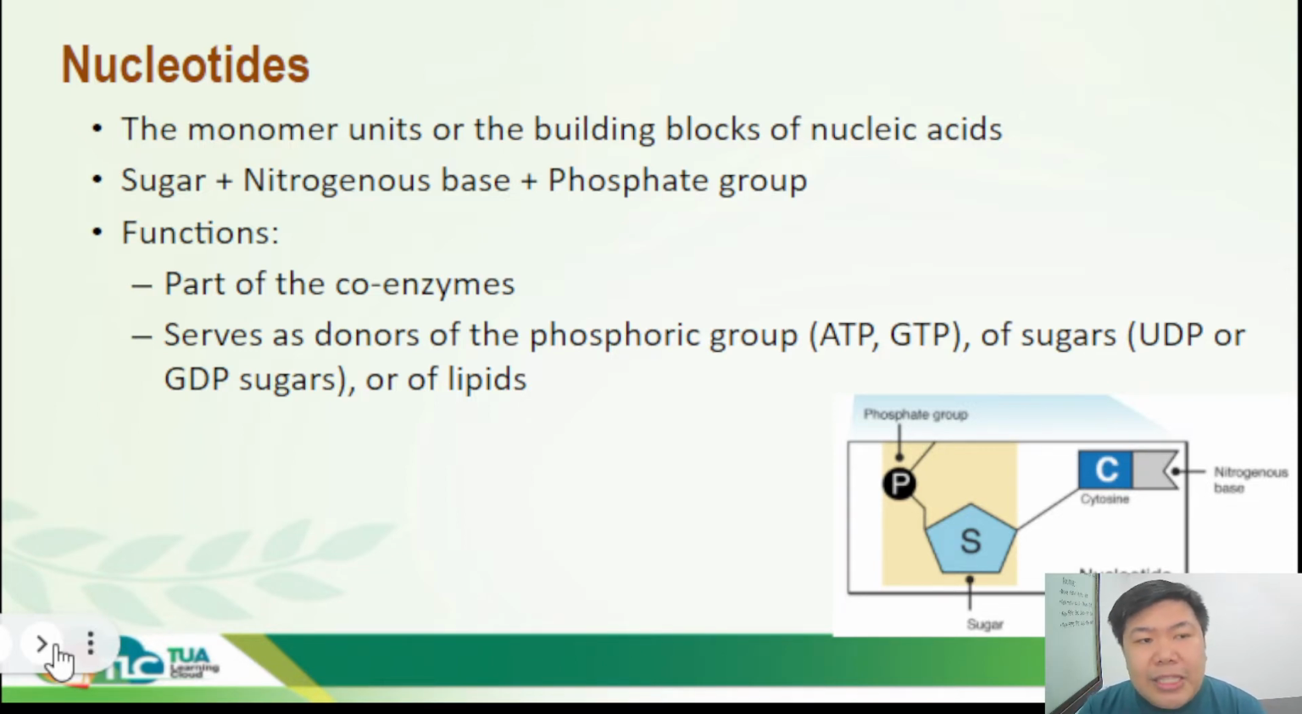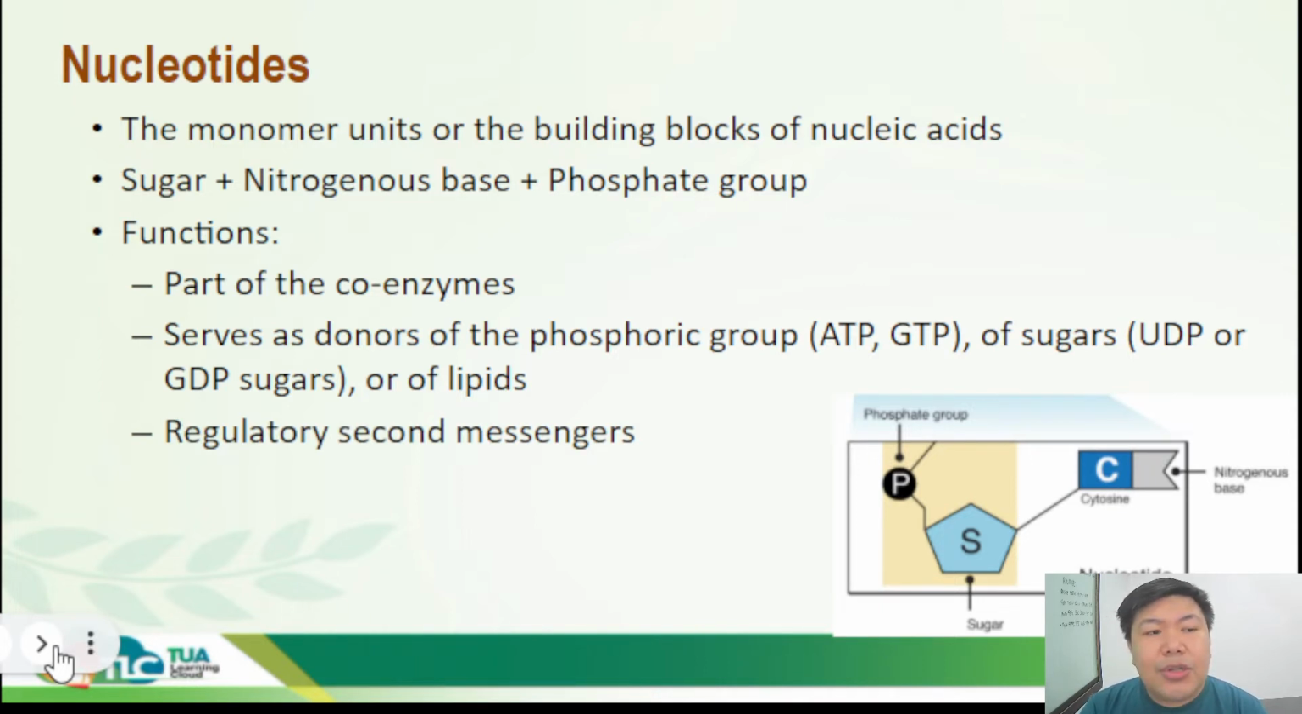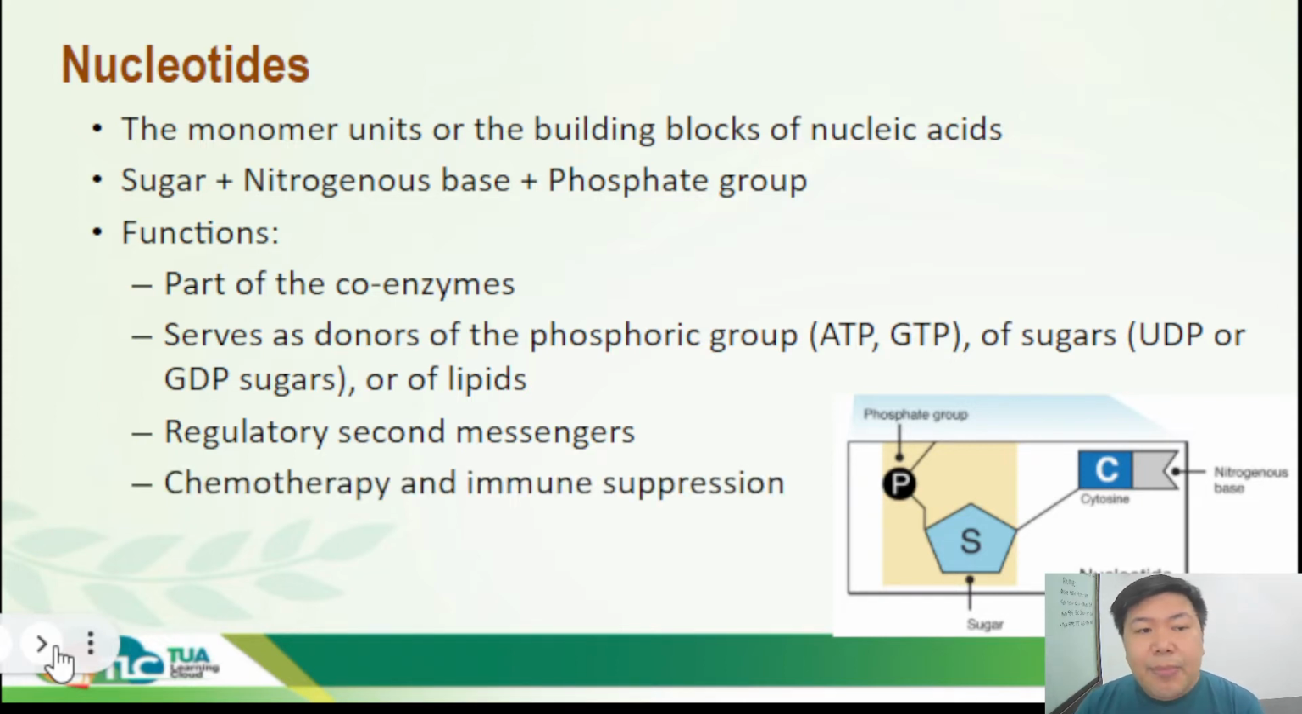So later on, we'll discover that these nucleotides are actually relatives of ATP and GTP. What is ATP again? This is the commodity of energy used by the body, your adenosine triphosphate. So later, we'll go to a slide highlighting the relationship of your nucleotides to your ATPs, GTPs, etc. Also, when you study your biochemistry, you'll find out that nucleotides also function as regulatory second messengers. And lastly, they are also important and used for chemotherapy and immune suppression.